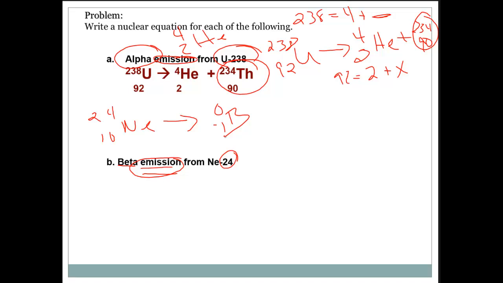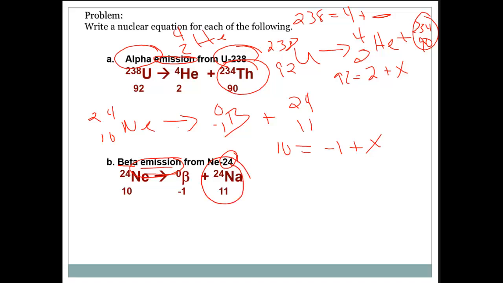Alright, so top number 24 is equal to 0 plus something. That gives me 24. Bottom number 10 is equal to negative 1 plus something. That gives me a number of 11. I look on the periodic table and I find that that's sodium. We're going to do two more.